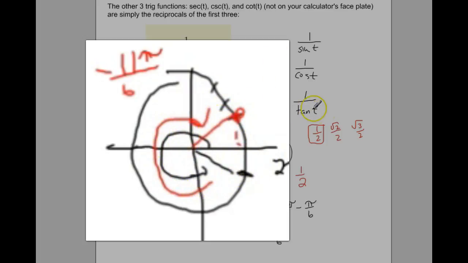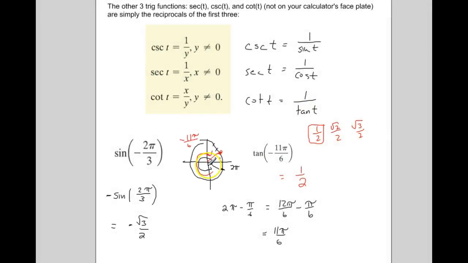Okay, so these are getting bigger. The biggest x is right here. The smallest x is right here. The biggest y is right here. The smallest y is right here. So it's the smallest y and the biggest x. This is our y coordinate. This is our x coordinate.